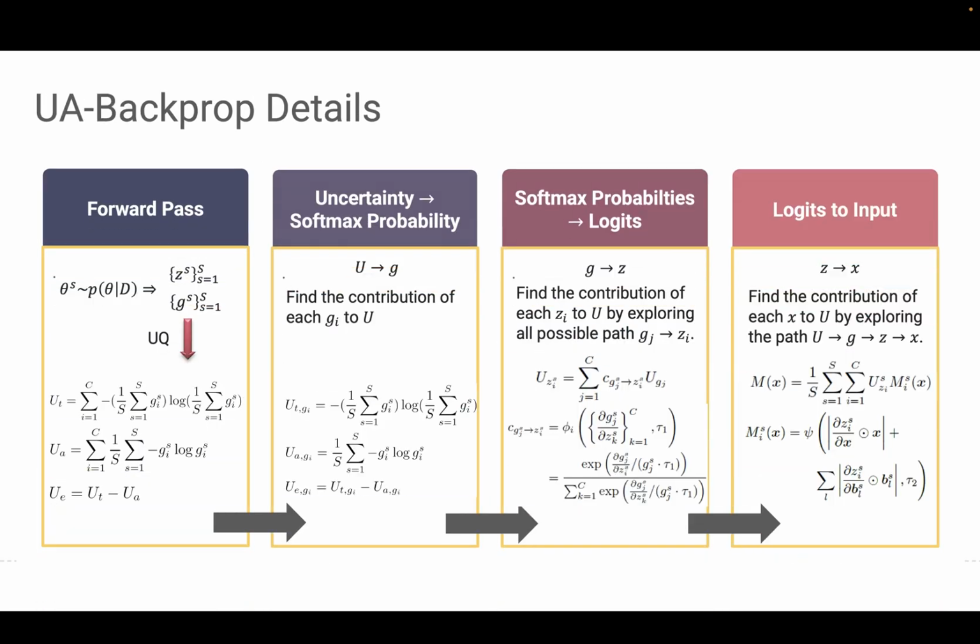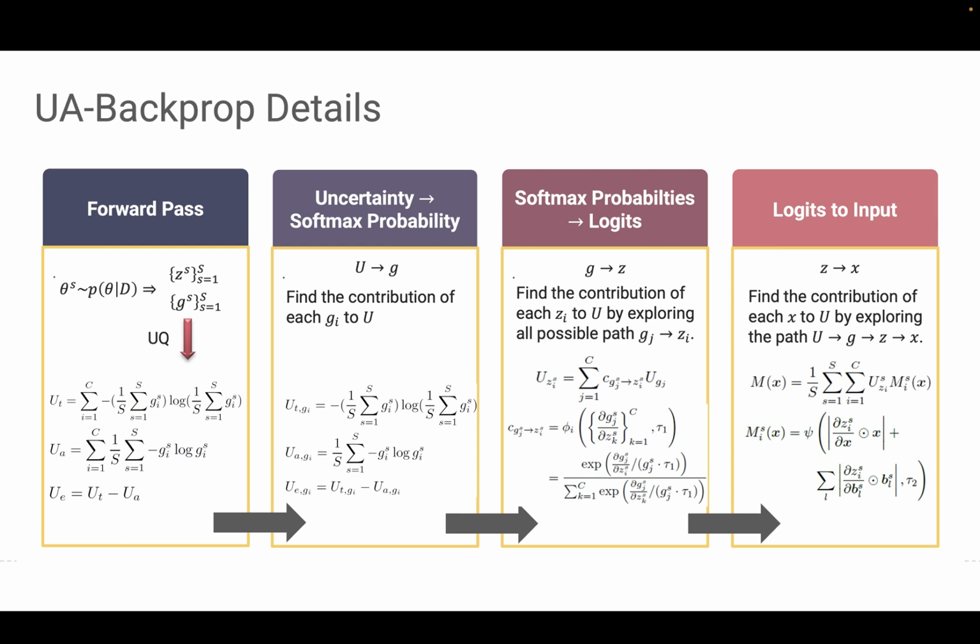To talk a little more, let's show some details of UA backprop. We have 4 steps. First, we do a forward pass. Since the exact posterior distribution is really hard to calculate, we take samples from the posterior distribution, and then we can have multiple outputs. We then use those outputs to quantify uncertainty. Since we focus on classification problems, the uncertainty can be quantified by the entropy and the mutual information.